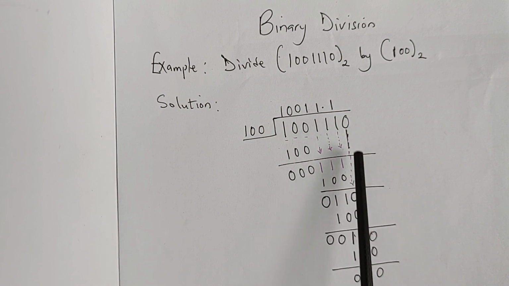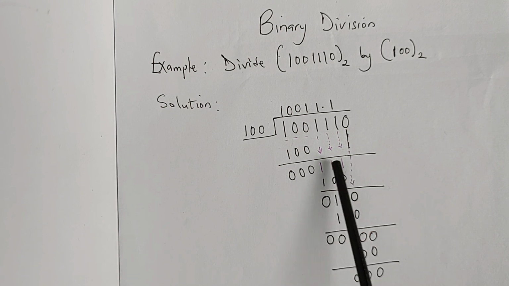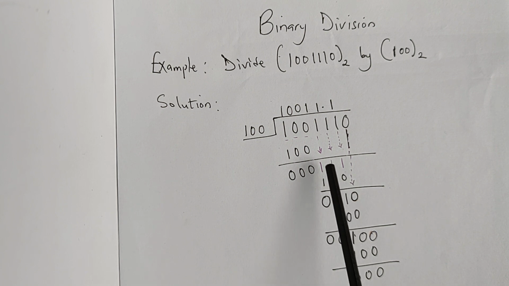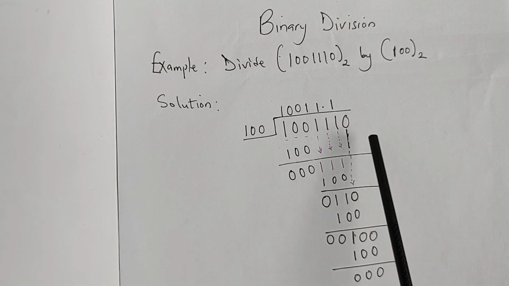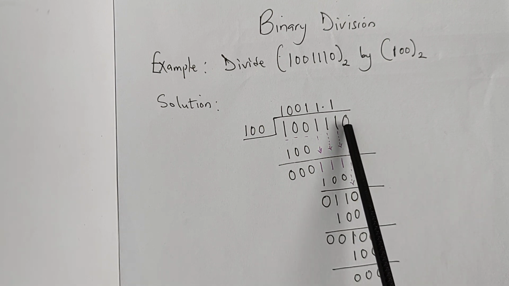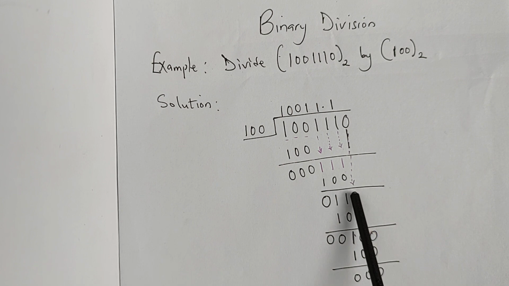Now we need to carry out this subtraction. We say 1 minus 0 is going to give us 1. 1 minus 0 is going to give us 1. 1 minus 1 is going to give us 0. Okay, so the next thing we need to do is bring down the last 0 we have. We bring it down, and this is the 0.